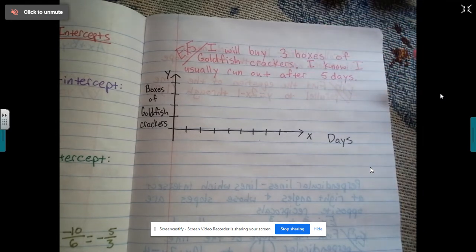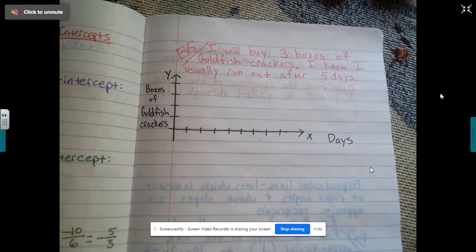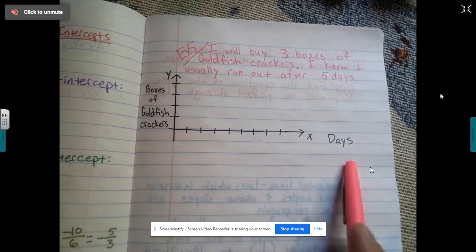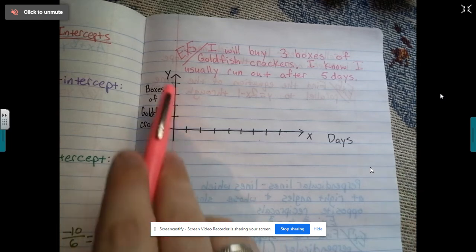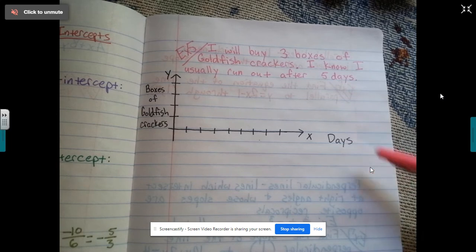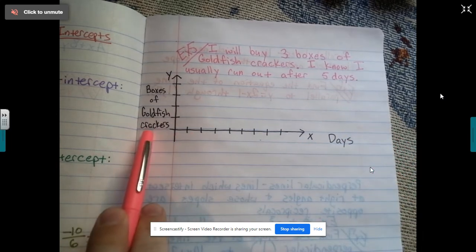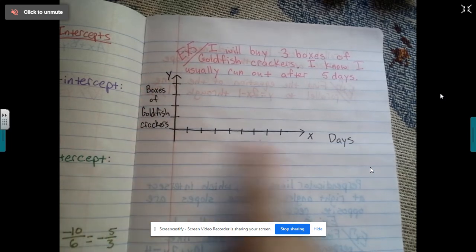One big thing is to make sure you set up your graph correctly. The y-axis and the x-axis typically represent specific things. The x-axis is your independent variable, and that's almost always time, if time is one of your variables. In this case we're using days as one of them. So the time or days is going to be on the x, meaning my dependent variable is the boxes of goldfish crackers I have left.